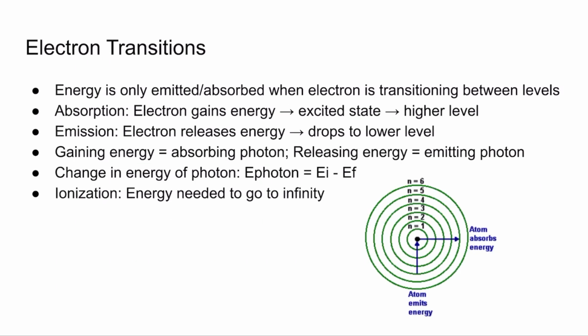So sometimes these electrons will transition between levels, and this will happen when they absorb or emit a photon. Absorption is when an electron absorbs a photon, so it gains energy and moves up to a higher level. Emission is when an electron emits a photon, so it loses energy and moves down to a lower level. You can calculate this change in energy through the formula E photon equals initial energy minus final energy. Also, ionization is the energy needed for the electron to reach infinity.